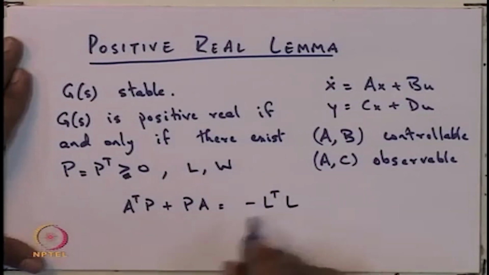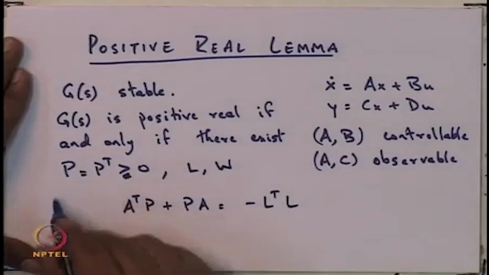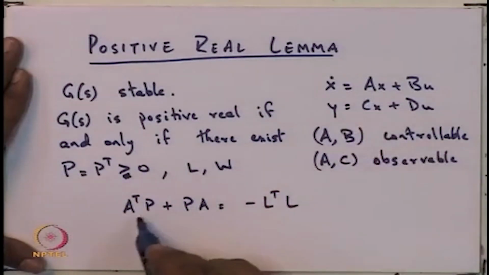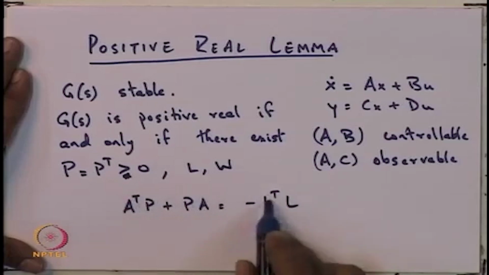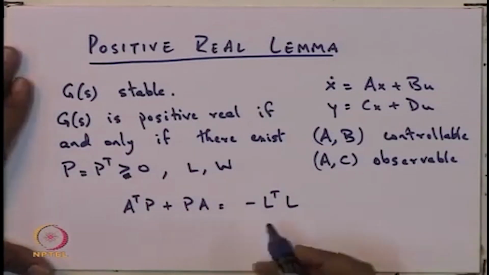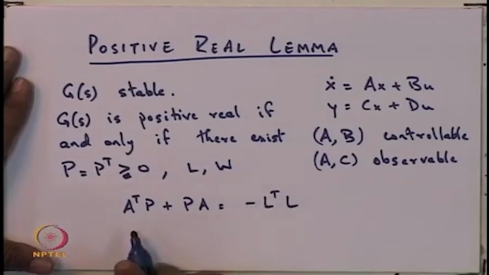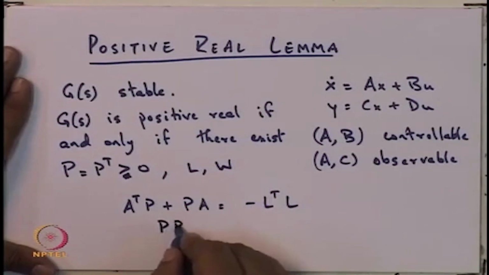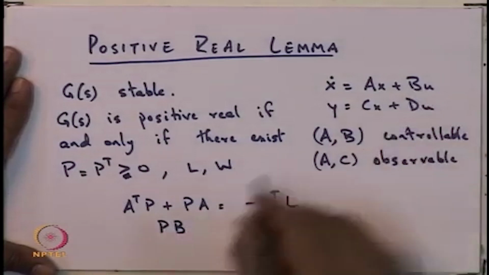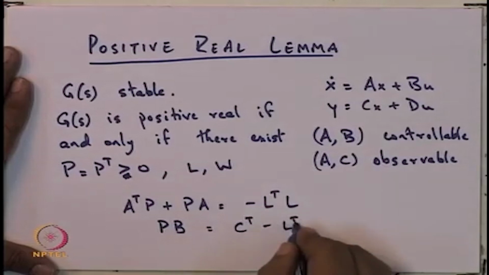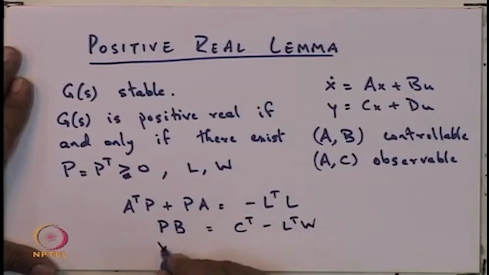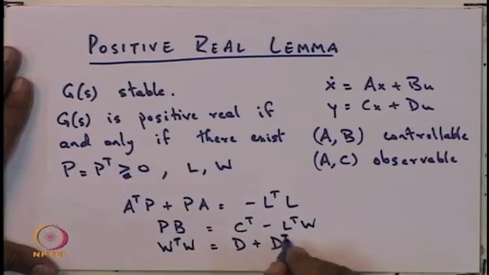This statement essentially says that using this positive definite matrix P and the state matrix A, you end up with this Lyapunov equation, and the resulting thing is something which is negative semi-definite, because L transpose L is going to be positive semi-definite, and the minus sign will make it negative semi-definite. Then PB, B being the matrix B from the state representation, is equal to C transpose minus L transpose W, and the last equation is W transpose W is equal to D plus D transpose.